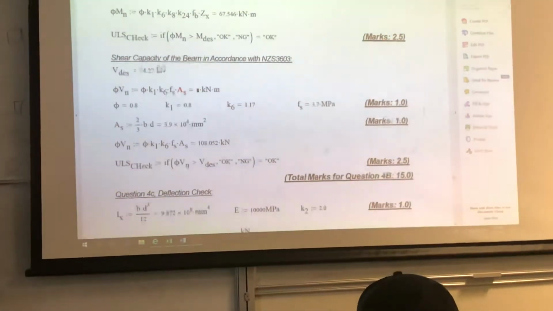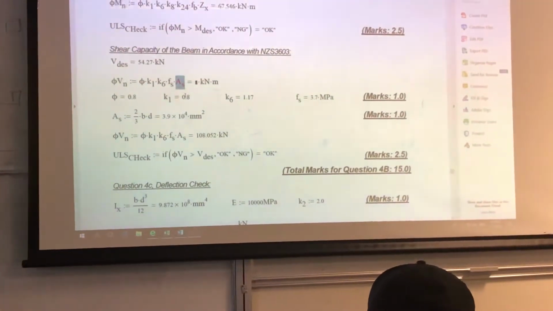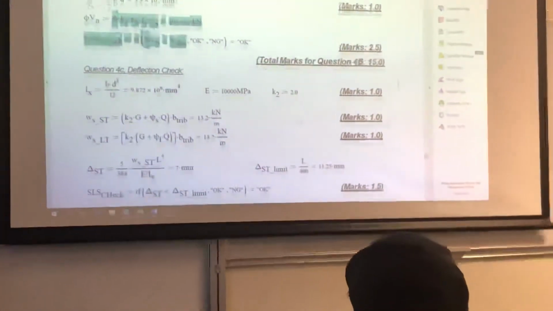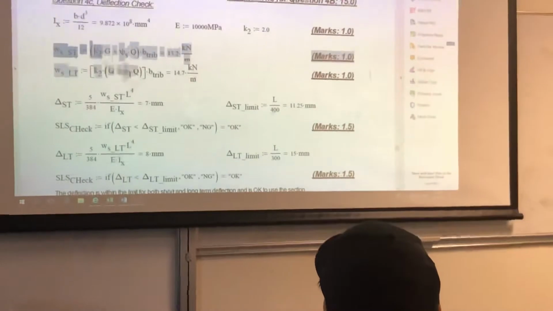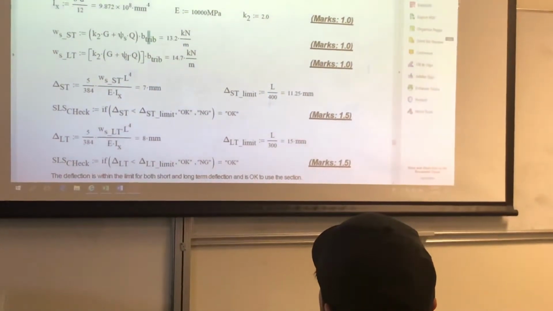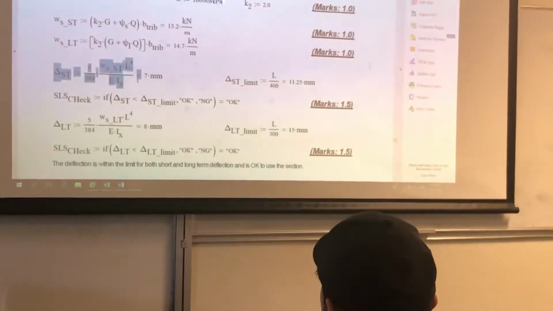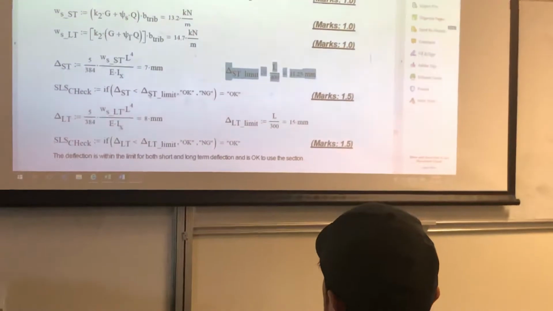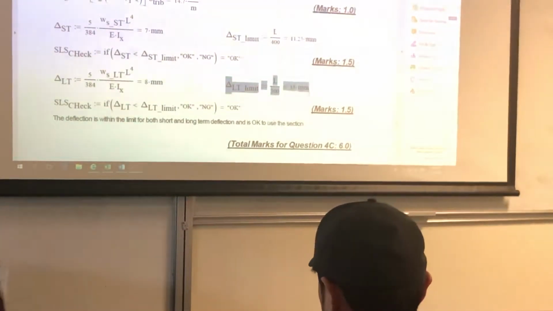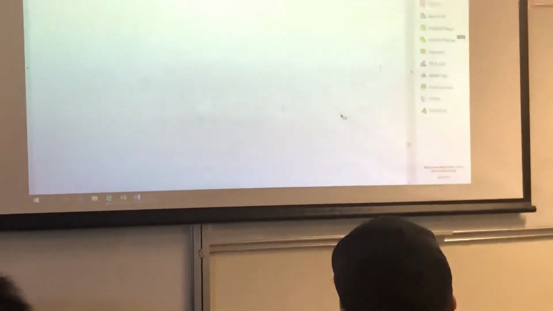Then the shear capacity, the only difference in the shear is the cross-sectional area is 2/3. Then we find out the shear capacity, it's okay. Then deflection, again, we find out the short-term load, the long-term load, everything is given, tributary width is given to you, Q is given, G is given, K2 is given to you. Then you find out the short-term deflection, and then the limit is given to you, compare. Then the long-term deflection, the thing is given to you, and you compare. So it's okay, the section pass.